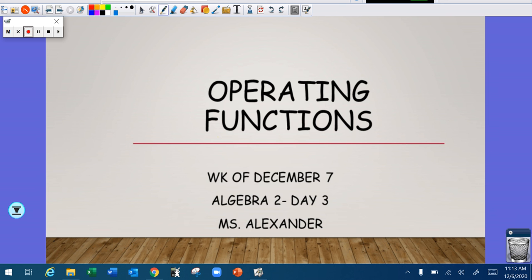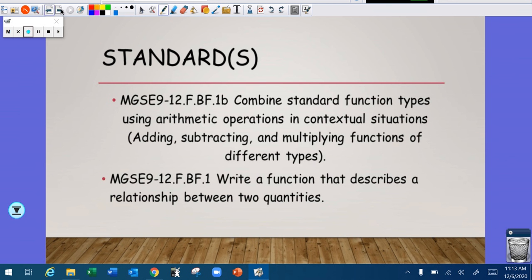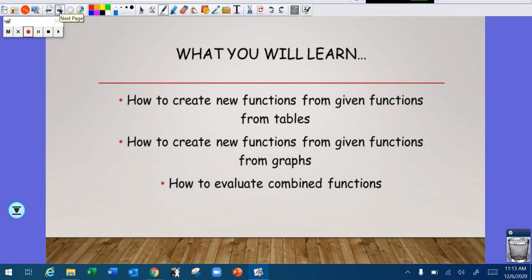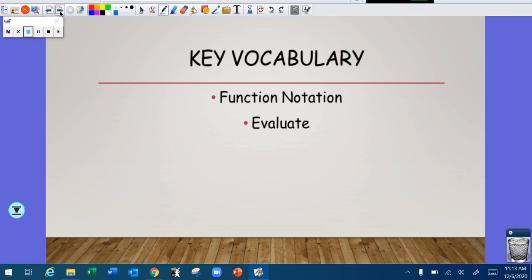Alright guys, so today we're going to talk about operating functions. I'm going to teach you how to combine function types with arithmetic operations in contextual situations, and we're going to write a function that describes a relationship between two quantities. What you're going to learn from this video is how to create new functions from given functions from tables, how to create new functions from given functions from graphs, and how to evaluate combined functions.